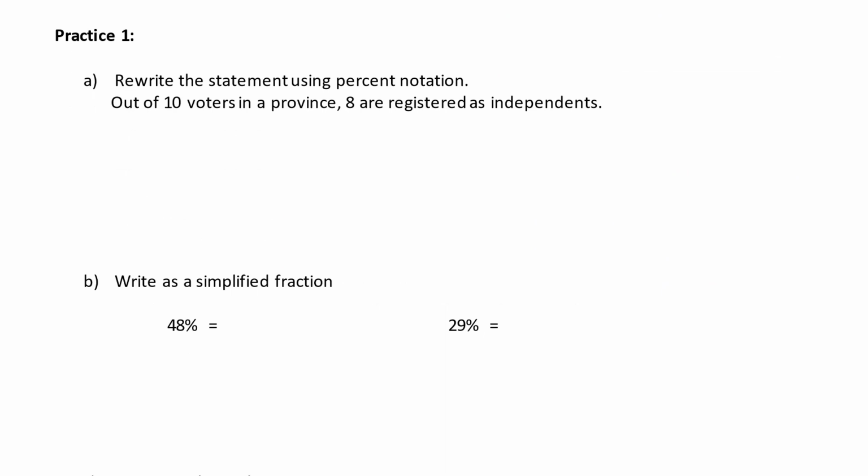Here's some practice problems. I'm going to do A with you, just to show you how these will work out. Rewrite the statement using percent notation. Out of 10 voters in a province, 8 are registered as independents. Let's find out the percentage of voters who are independents. So we have 10 voters total, 8 of them are independents. So we have 8 over 10.